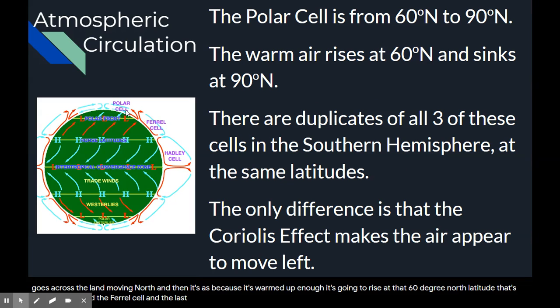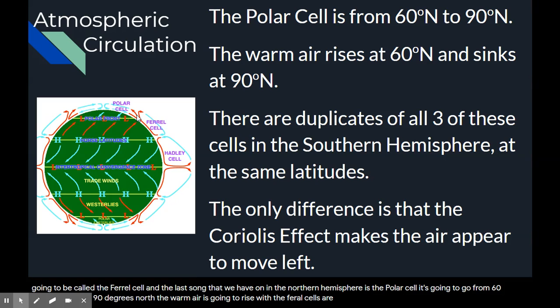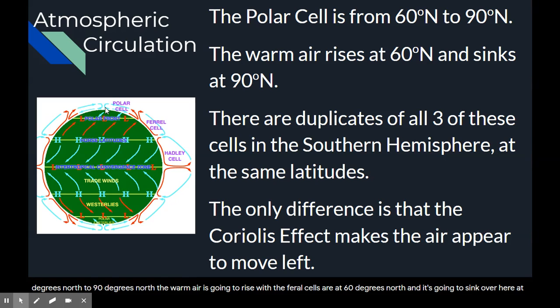And the last cell that we have in the northern hemisphere is the polar cell. It's going to go from 60 degrees north to 90 degrees north. The warm air is going to rise with the Ferrel cell's air at 60 degrees north, and it's going to sink over here at 90 degrees north. Because it gets cold enough, it sinks, and then it moves along the Earth's surface until it warms up again, and at 60 degrees it rises.